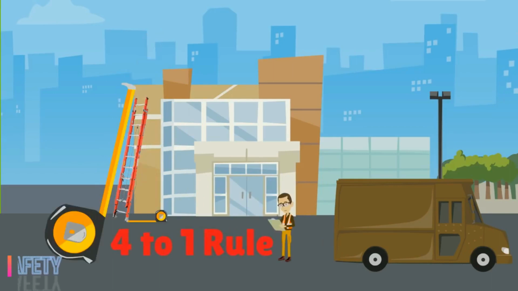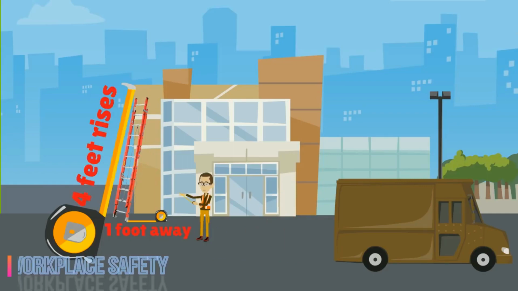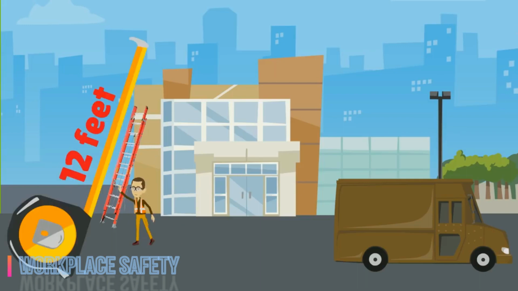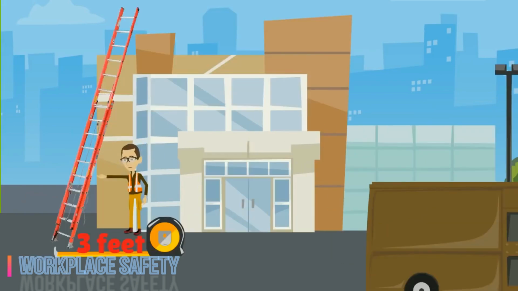Angle the ladder properly by using the 4-to-1 rule. The bottom of the ladder should be 1 foot away from the wall for every 4 feet the ladder rises. For example, if the ladder touches the wall 12 feet above the ground, the feet of the ladder should be 3 feet from the wall.